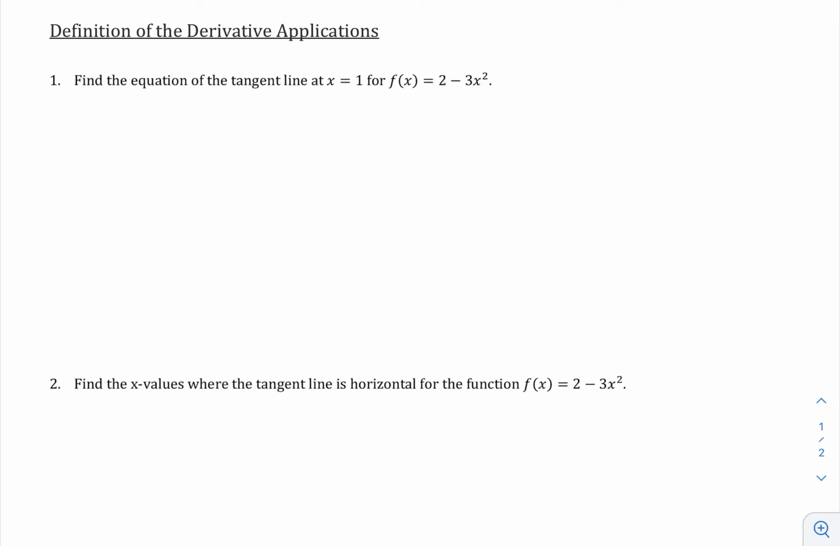Now that we have seen how to find the derivative using the definition of the derivative, let's look at some questions which use the derivative. A very, very common question you're going to see in this class is to find the equation of the tangent line.